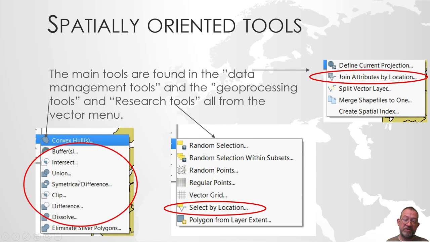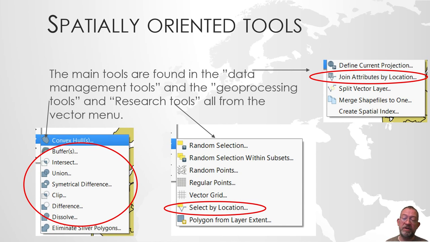Buffers, intersections, unions, symmetrical differences, clips, differences. Let's say the buffer tool is a proximity tool that generates an area around a point, a line or a polygon, so it creates a little buffer area. So that can be used to say what is within 500 meters distance of a station. That's where we typically use the buffer tool.